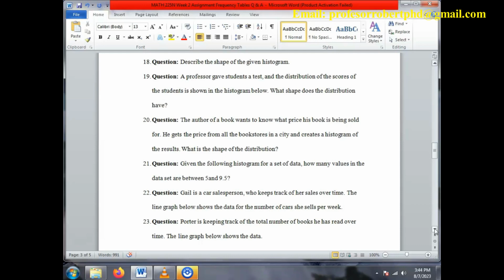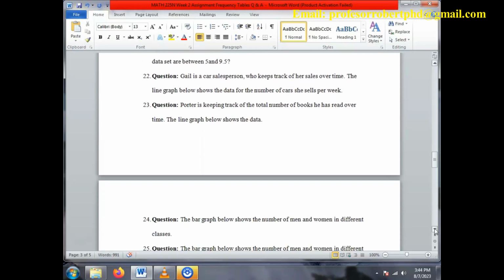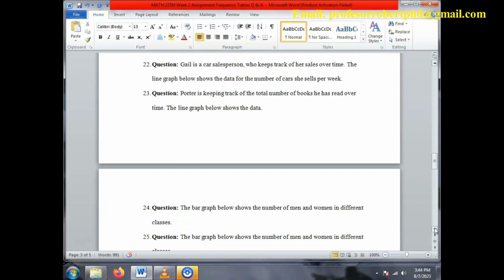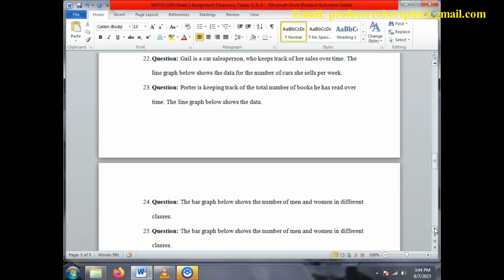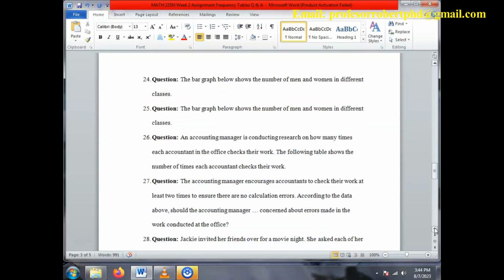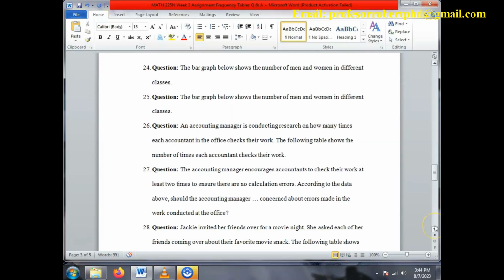22. Question. Gail is a car salesperson who keeps track of her sales over time. The line graph below shows the data for the number of cars she sells per week. 23. Question. Porter is keeping track of the total number of books he has read over time. The line graph below shows the data. 24. Question. The bar graph below shows the number of men and women in different classes. 25. Question. The bar graph below shows the number of men and women in different classes.